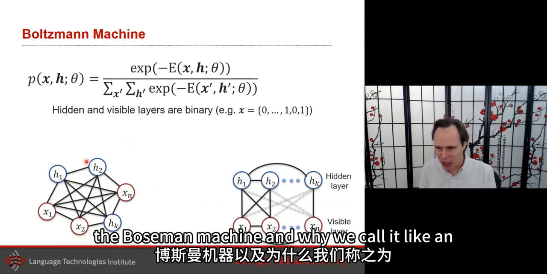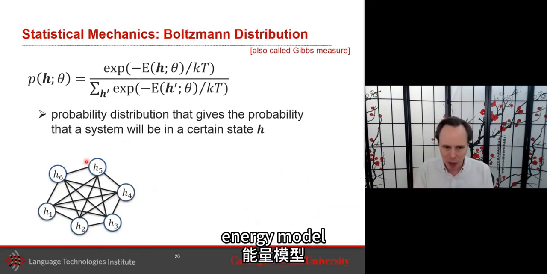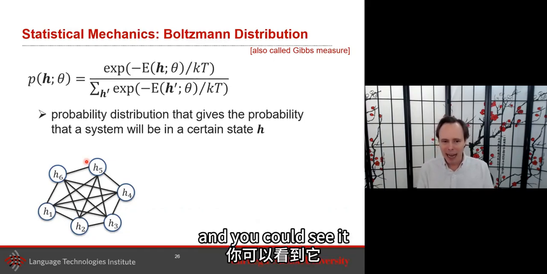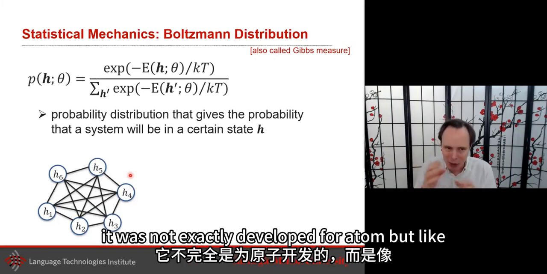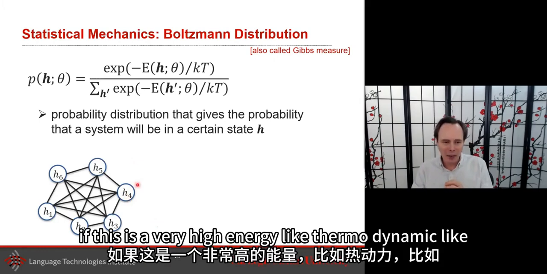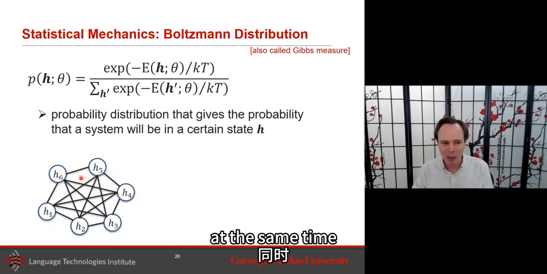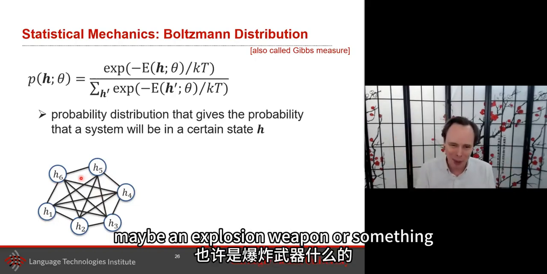The Boltzmann machine, and why we call it an energy model, is that it comes from statistical mechanics. And you could see it as almost atoms. It was not exactly developed for atoms, but it's like, if this is a very high energy, thermodynamic state, is it possible to have all of these activated at the same time? And maybe not. If they're all activated at the same time, maybe an explosion will happen or something.